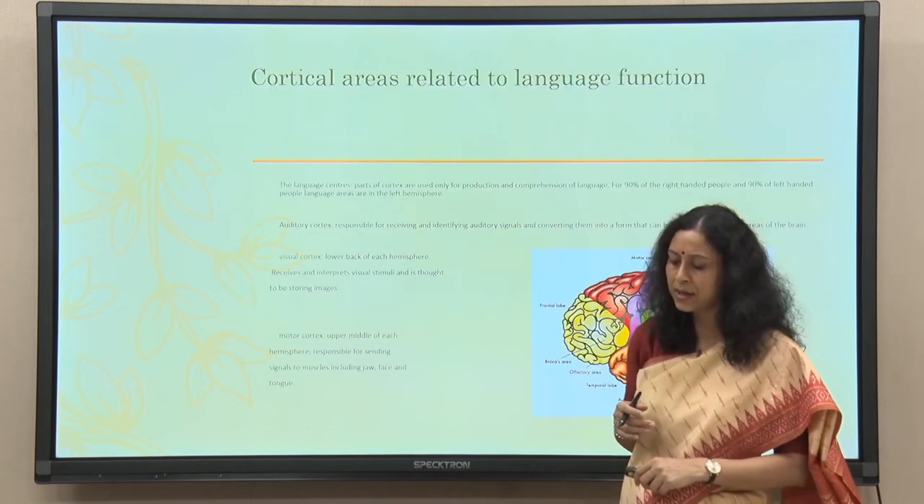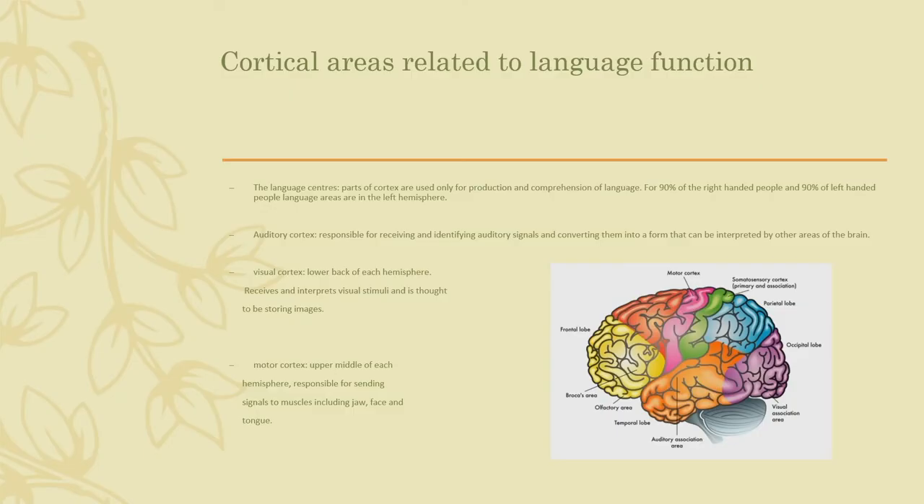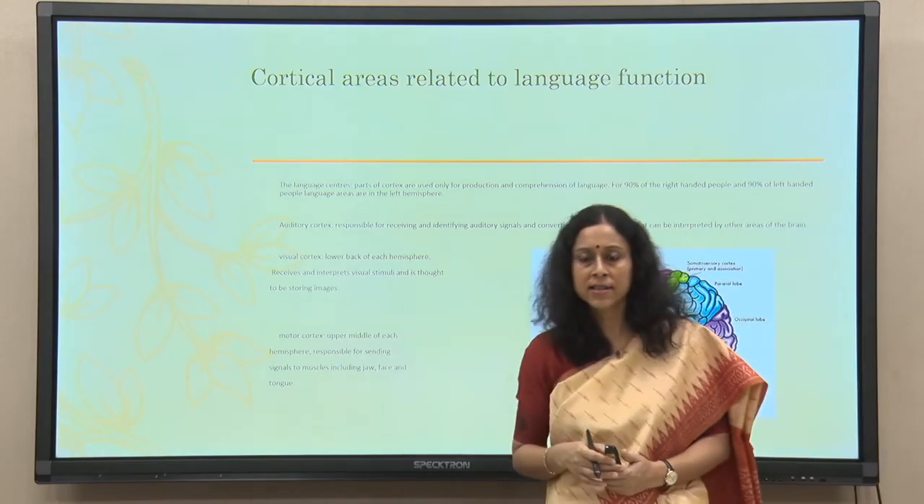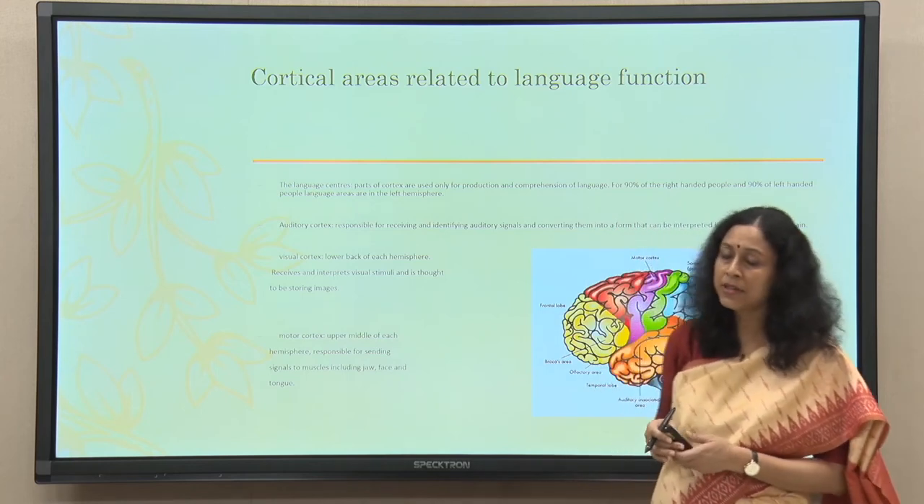So, now, after this brief introduction, let us move on to what is our concern, which is the areas related to language functions in the brain. These are called language centers. There are parts of the brain, the cortical regions, that are responsible for language production and language understanding and so on. They are called the language areas.